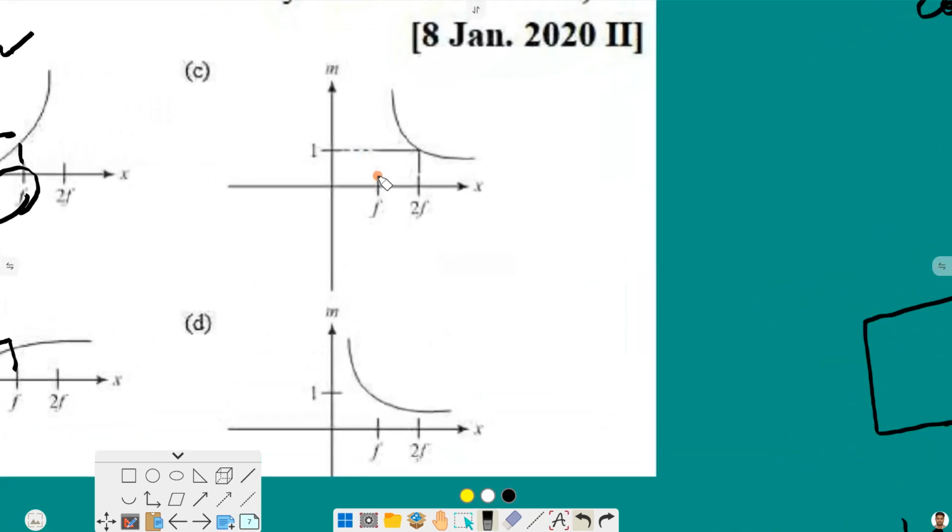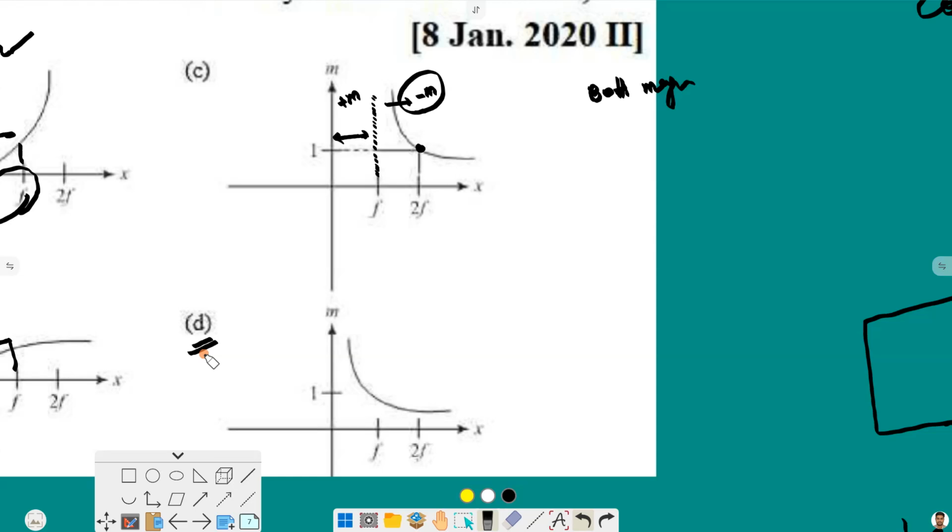We can see that in this region between 0 and f, no value of magnification is given. And we know there is magnification also. Here we have positive magnification, and in the region beyond f we have negative magnification. So this option might be wrong if we are taking both magnifications. If we are taking both, then it will be wrong. And if we are taking only the negative magnification, then it might be right.